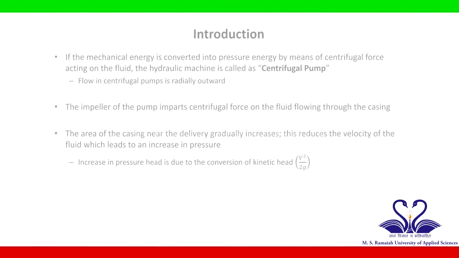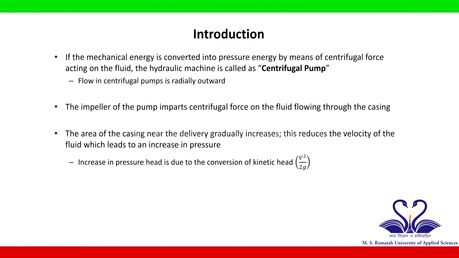If the mechanical energy is converted into pressure energy by means of centrifugal force acting on the fluid, the hydraulic machine is called a centrifugal pump. The impeller of the pump imparts centrifugal force on the fluid flowing through the casing. The area of the casing near the delivery gradually increases. This reduces the velocity of the fluid, which leads to an increase in pressure. Increase in pressure head is due to the conversion of kinetic head, V square by 2g.